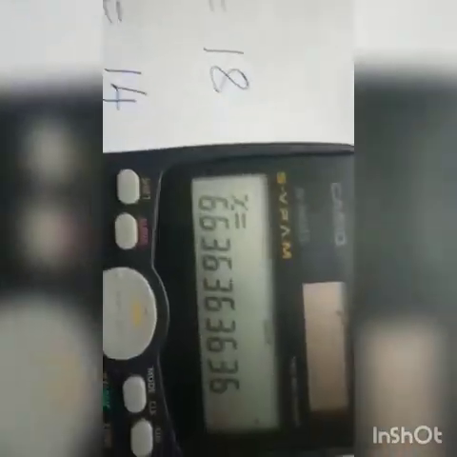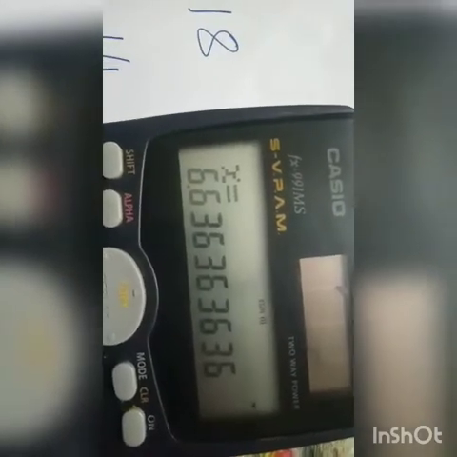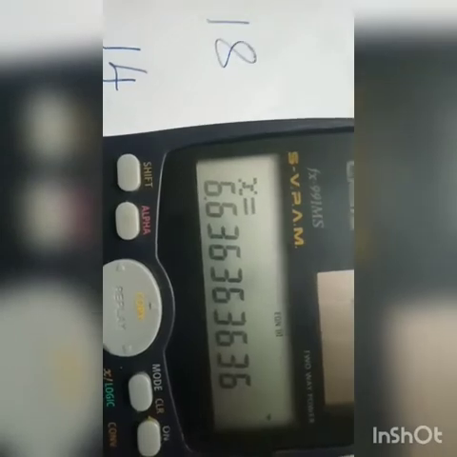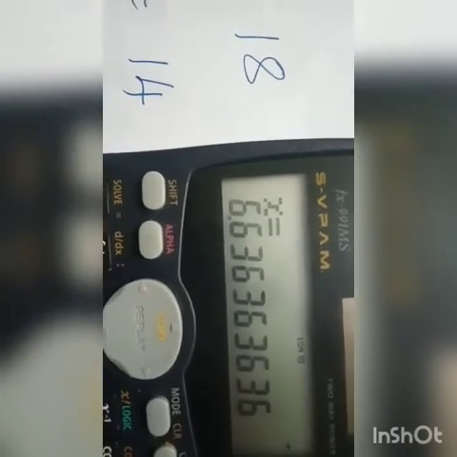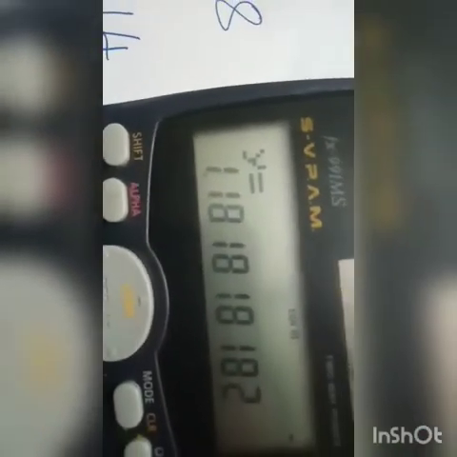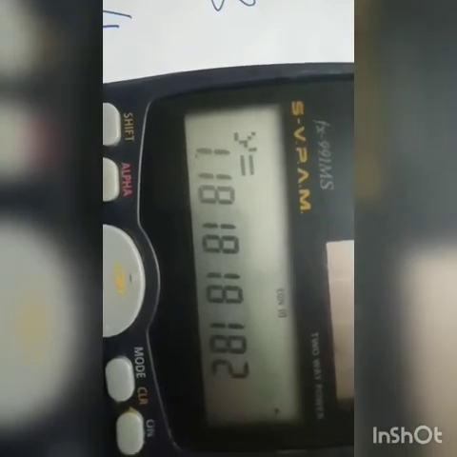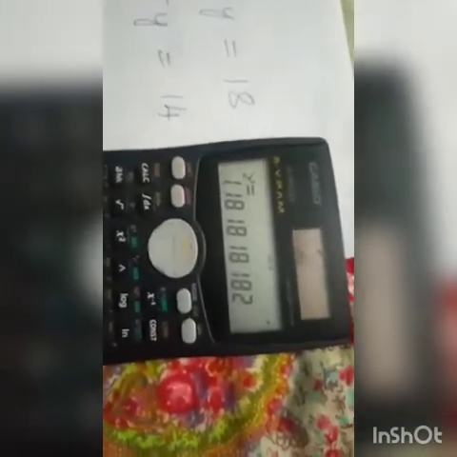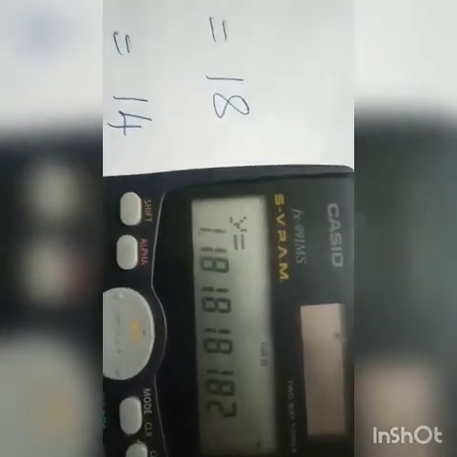Now just see the value of x, what you are getting. It is 6.636. That is the value of the first unknown. Now how to find out the second one? Again press equals. Just press equals. You'll get the value of y as 1.182. Fine.